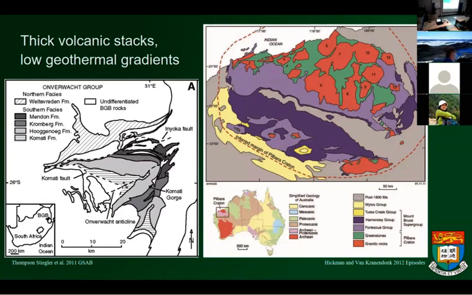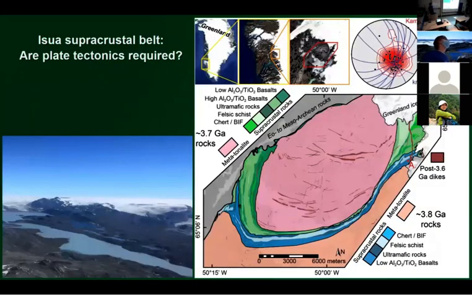What about Isua? We focus on Isua, it's a little bit older than the other ones. The other ones are 3.5 to 3.2. Isua goes 3.8 to 3.6. There's another distinction about Isua. So here, I can take you through it a little bit. 3.7 tonalite, 3.7 supracrustal rocks in green, 3.8 supracrustal rocks in blue, and 3.8 tonalite here. The supracrustal rocks are mostly mafic volcanics, also some felsic volcanics akin to the TTGs, and some BIF.